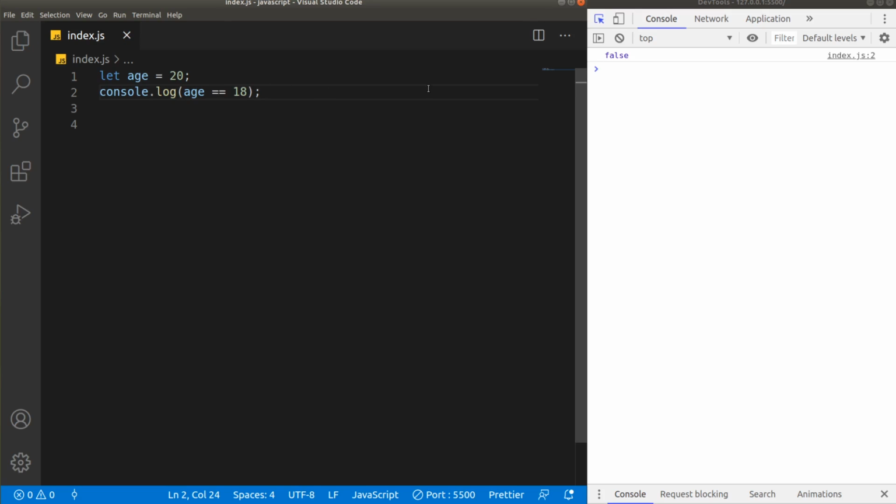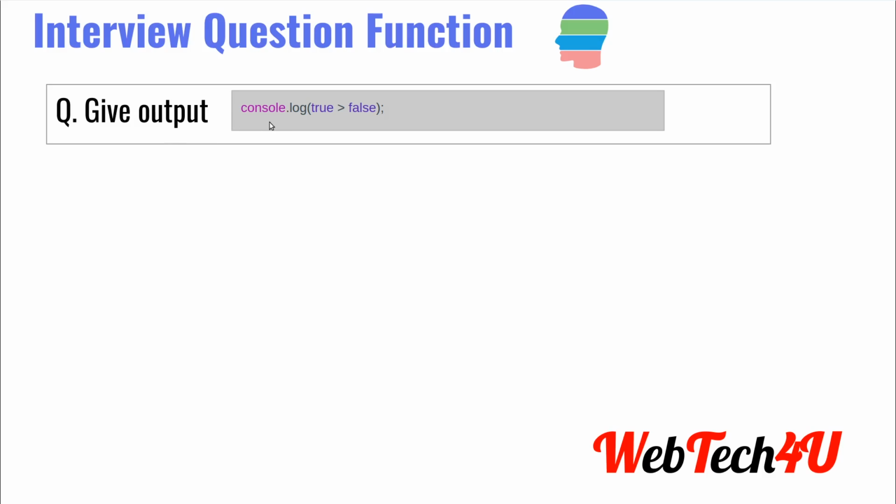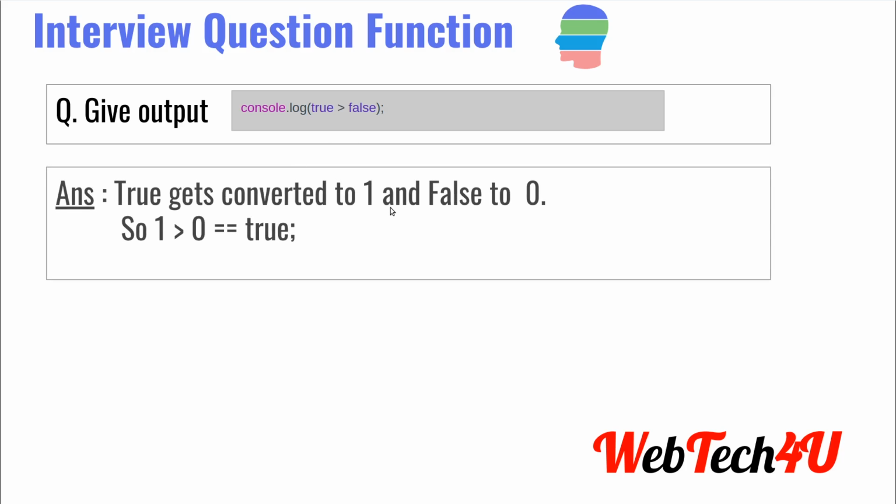So folks, that's it for the practical implementation. Now it's time for the interview question. The interview question says: give the output for the following JavaScript statement, console.log(true > false). Can we do that? Yes, of course we can, because true gets converted to 1 and false to 0. Therefore 1 greater than 0 evaluates to true.